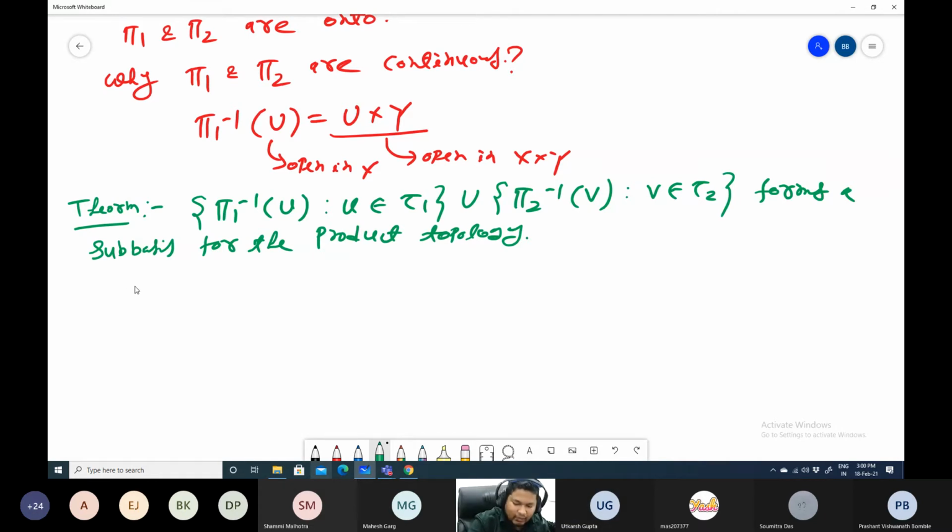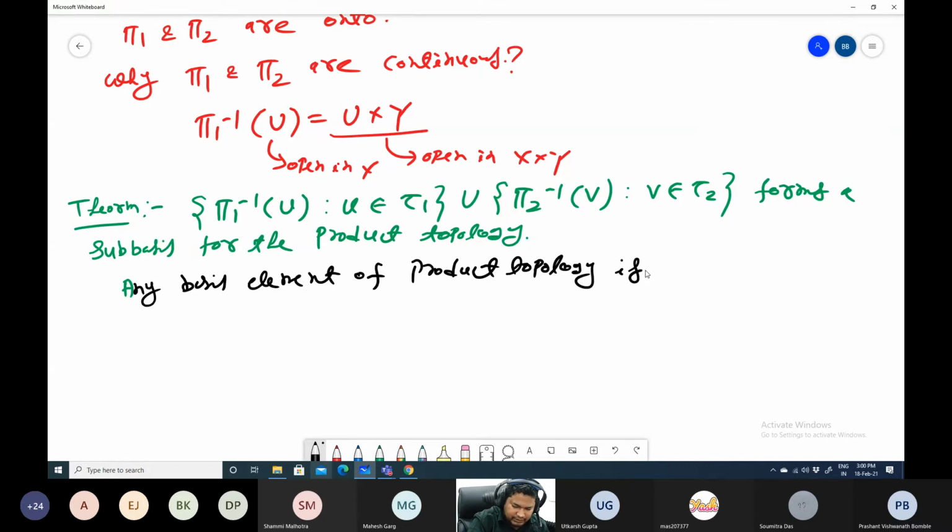Because take what is the basis element. Now any basis element of product topology is what? U cross V, where U is open in X and V is open in Y. Open in X, open in Y, right?